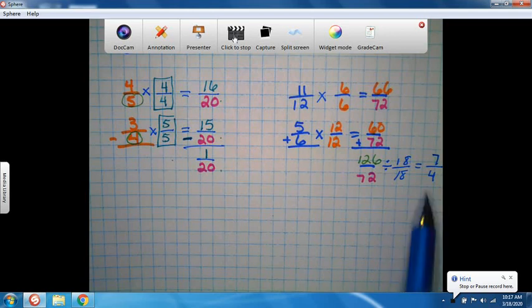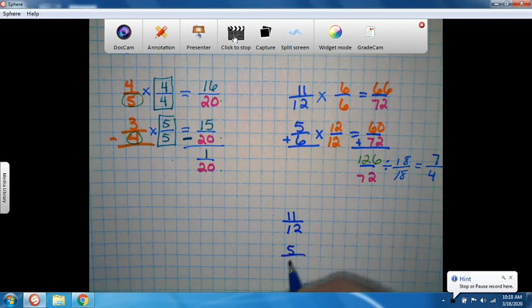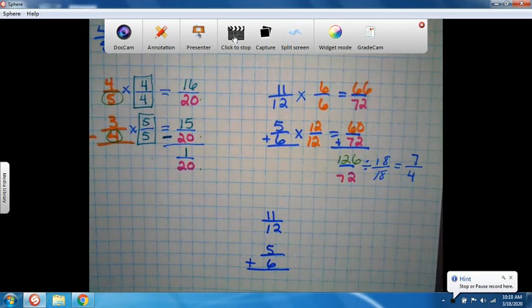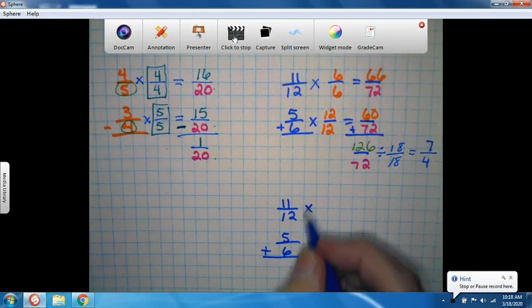So there's that way to do it. Now let's do it the other way. Let's do it the way that might make it easier for you. Okay. So we have the same problem. And we're going to set it up the same way.